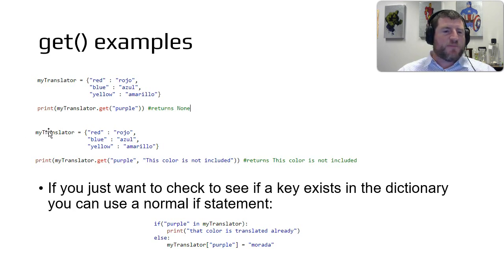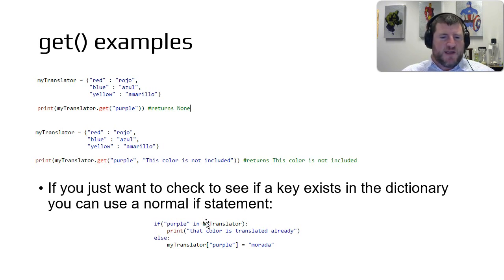Now, in this example, I've got the same translator. Purple still doesn't exist, but I'm going to get it, and then I'm going to return the information, this color is not included. So what happens when we run that is it looks for purple, it says it's not there, and then it gives the feedback to the user that says this color is not included. Now, this is with get, right? You can do a very similar thing with an if statement, because again, when I was talking about the get, it's basically an if statement, right? But you can do this same thing.